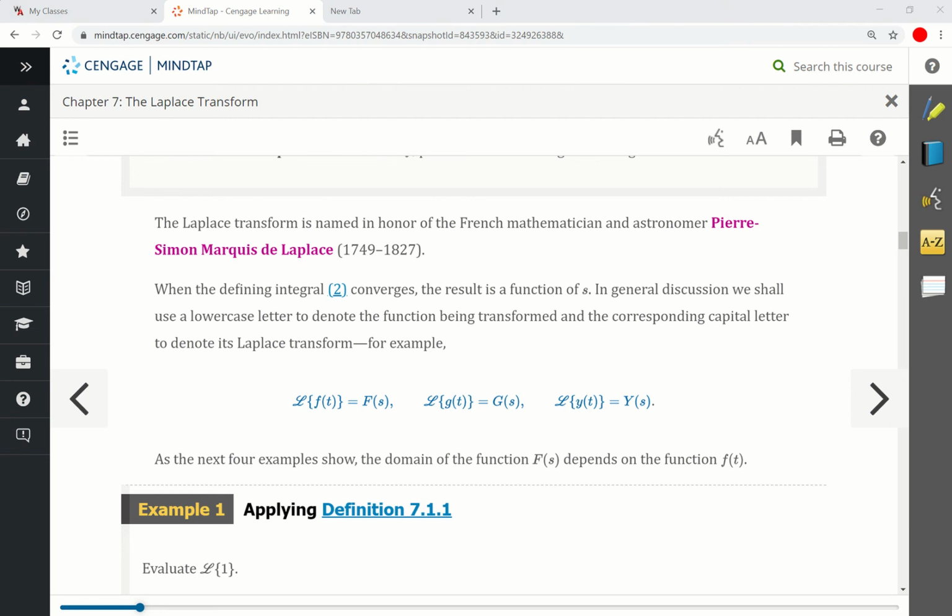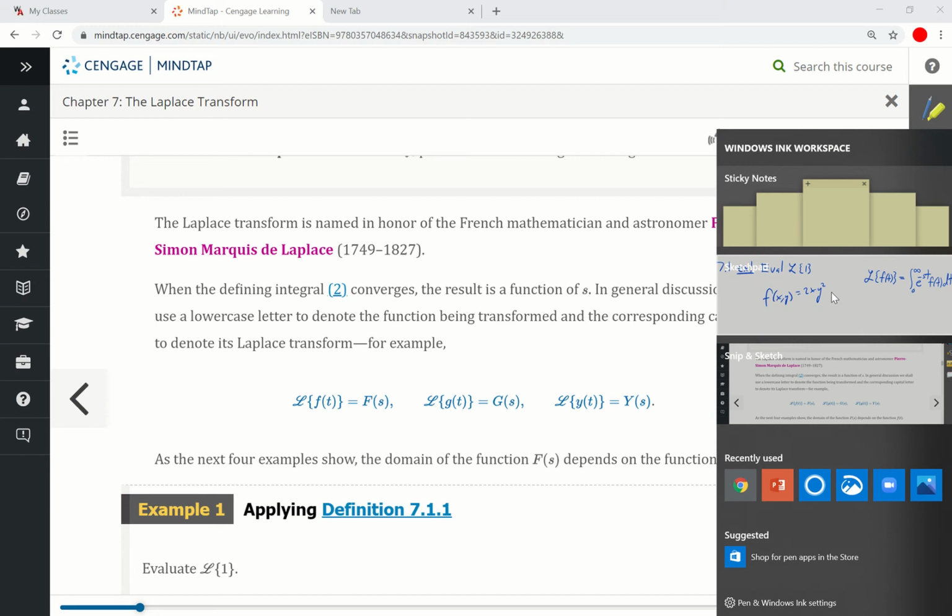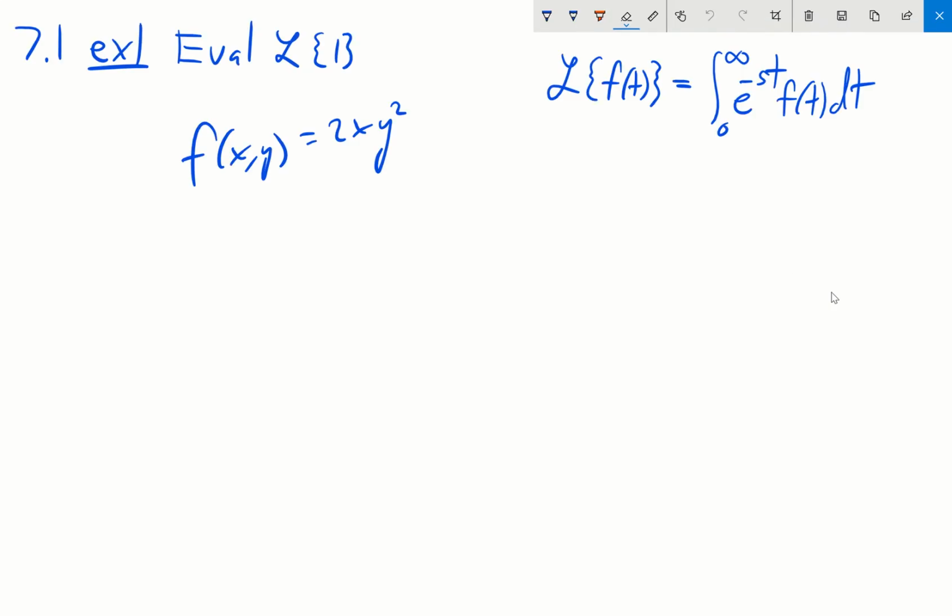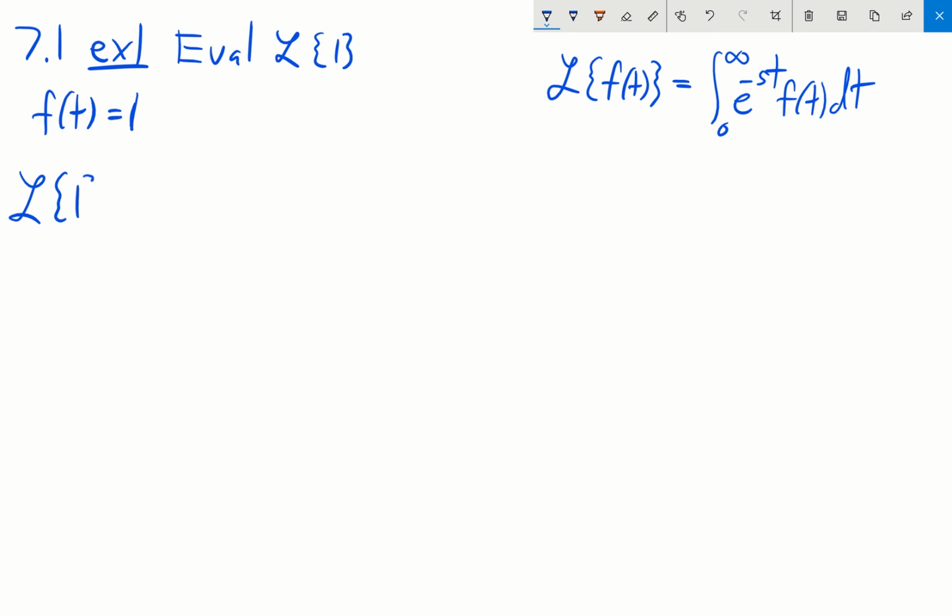Let's actually do one of these together. In example 1, let's see if we can find the Laplace transform of the function 1. Here we think of f(t) as just being the constant function 1. So the Laplace transform of 1, by definition, should be equal to the integral from 0 to infinity of e to the negative st times 1 dt.